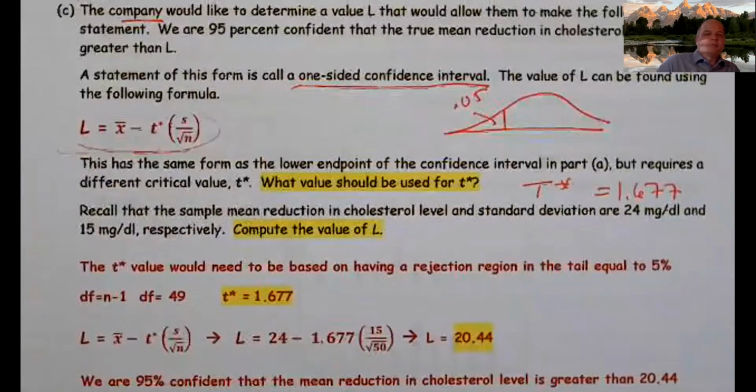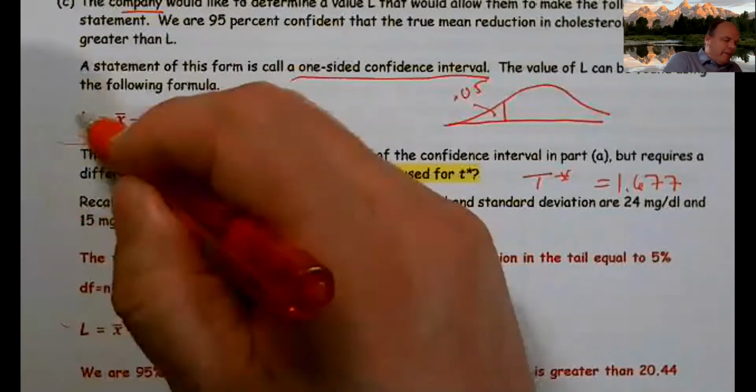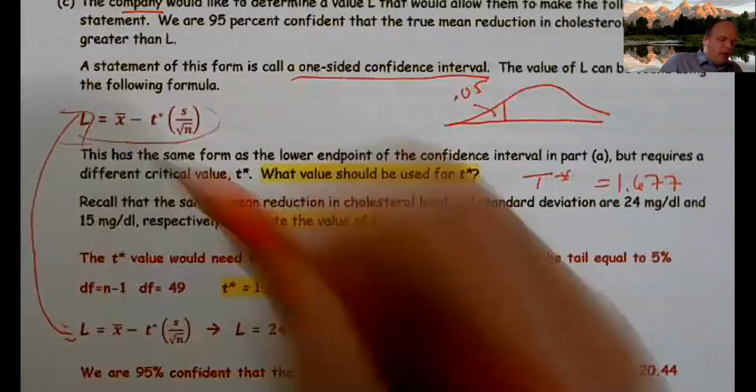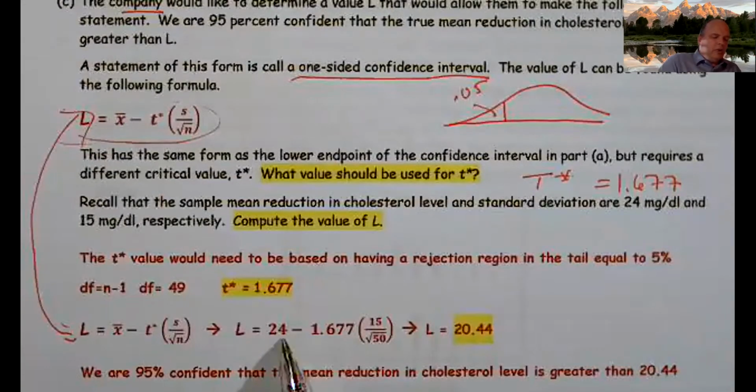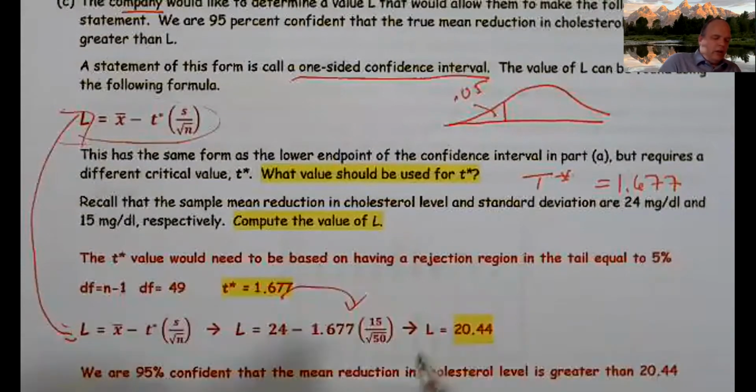So L equals X bar minus T star S divided by square root of N. They gave me that. And I just plugged in 24 minus the T star value that we just calculated times 15, which was the standard deviation, over the square root of the sample size of 50. And when I do that, I find out that L is 20.44.